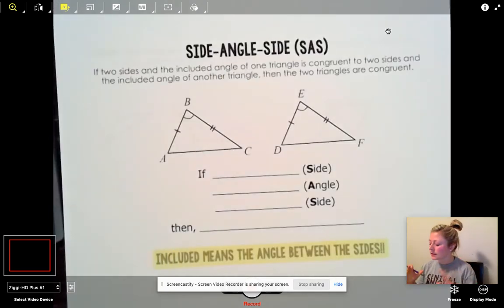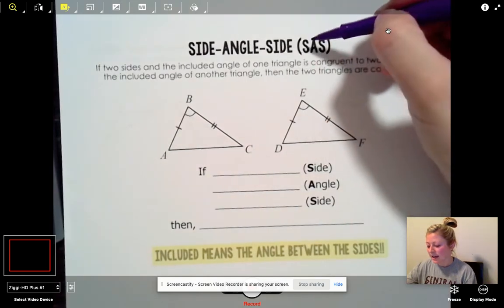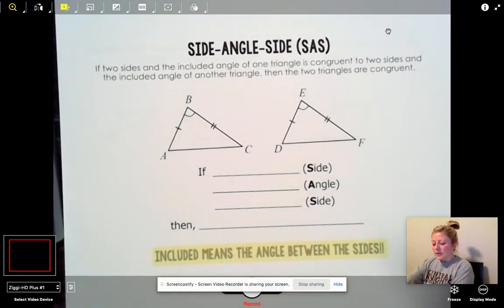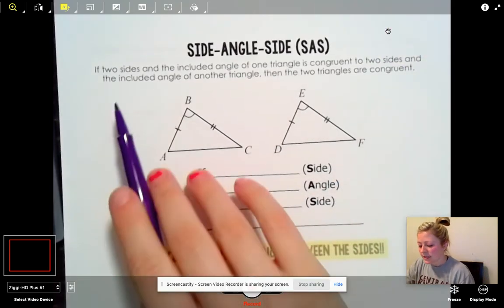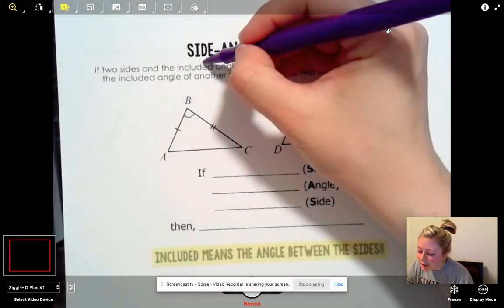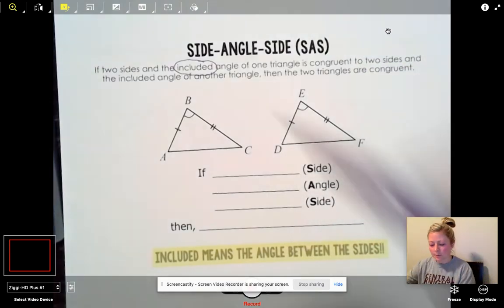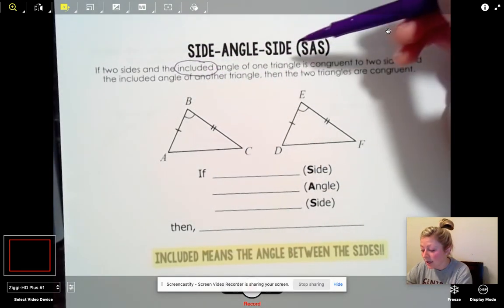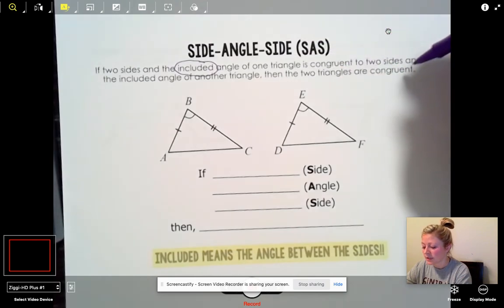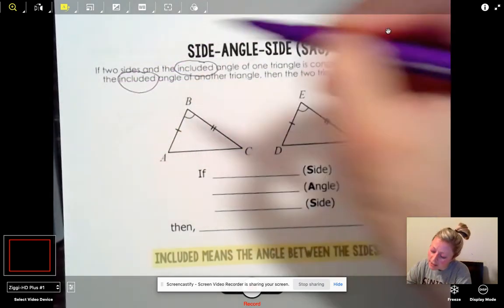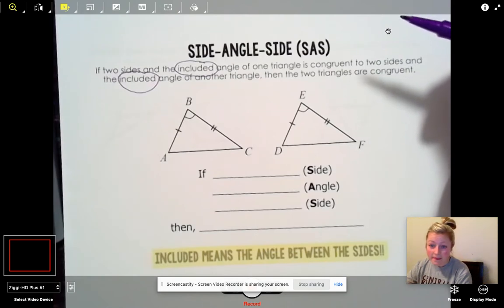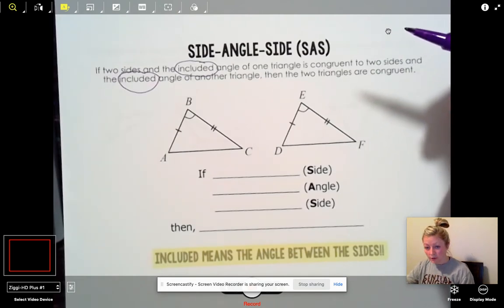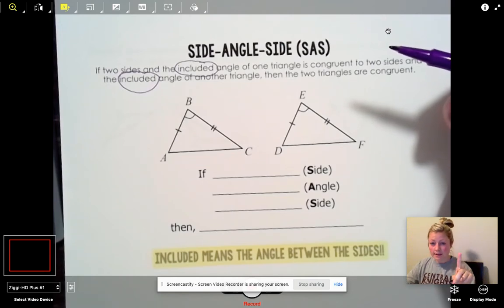Now, a little different. We have side, angle, side. This one's just a little trickier. It's not quite as obvious, but let's read through it here. It says, if two sides and the included, will you guys circle, highlight, mark that somehow? If two sides and the included angle of one triangle are congruent to two sides and the included angle of the other triangle, then those two triangles are congruent. So again, we have to have two sides and then the included angle.